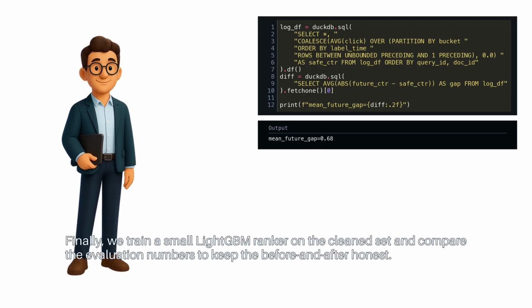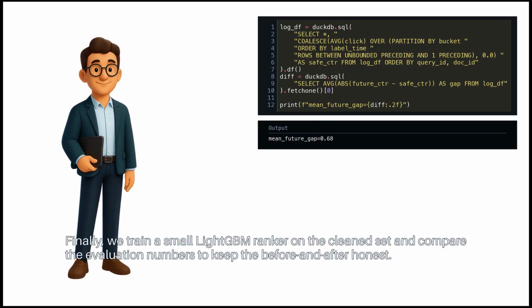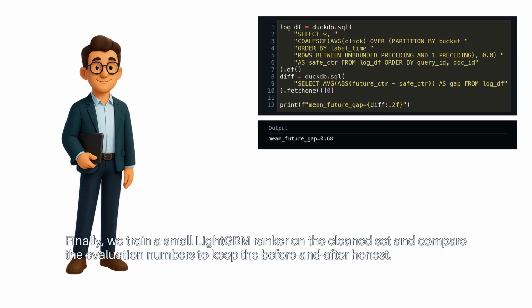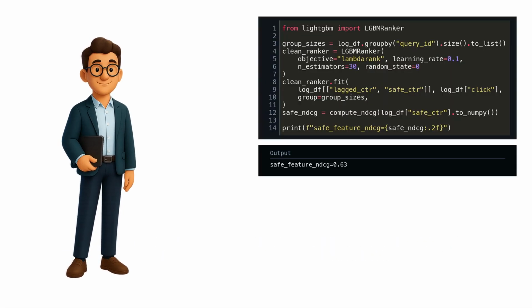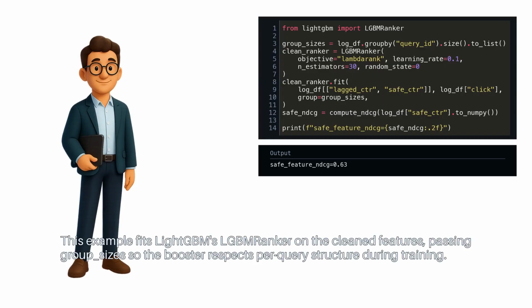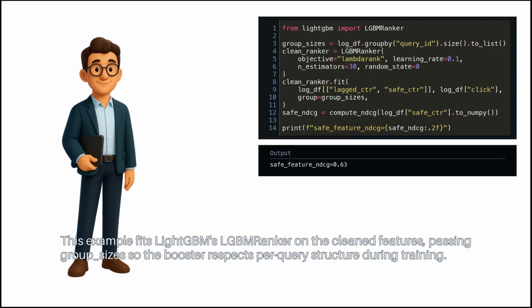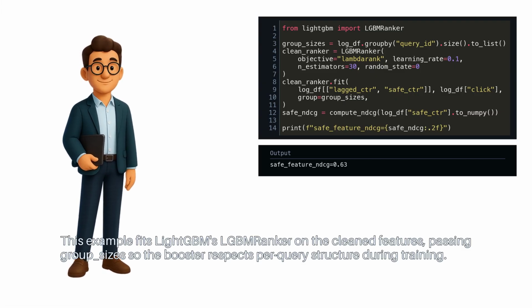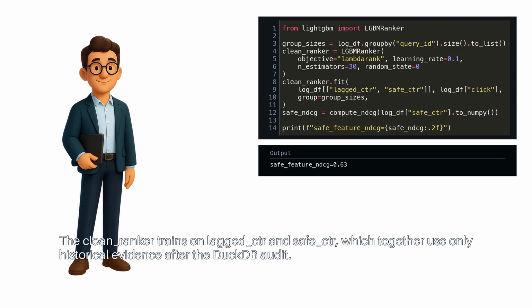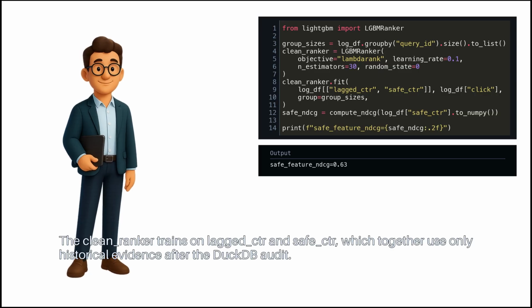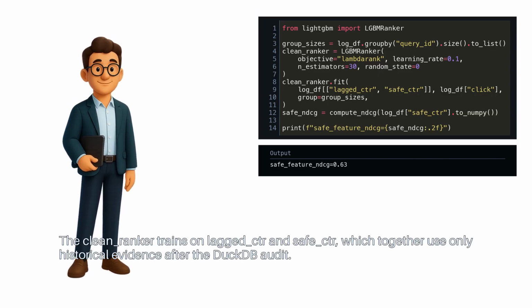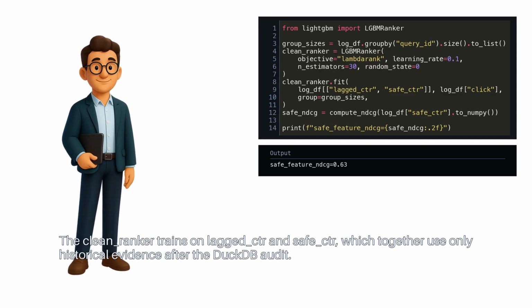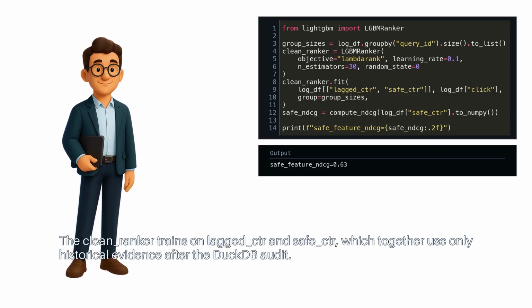Finally, we train a small LightGBM ranker on the clean set and compare the evaluation numbers to keep the before and after honest. This example fits LightGBM's LGBMRanker on the cleaned features, passing group sizes so the booster respects per query structure during training. The clean ranker trains on lagged CTR and safe CTR, which together use only historical evidence after the DuckDB audit.